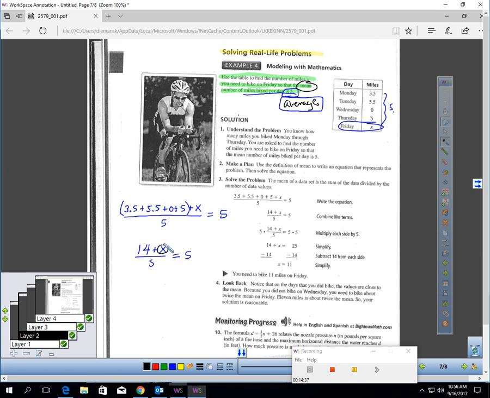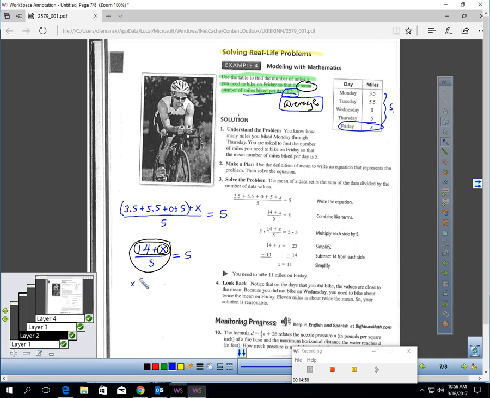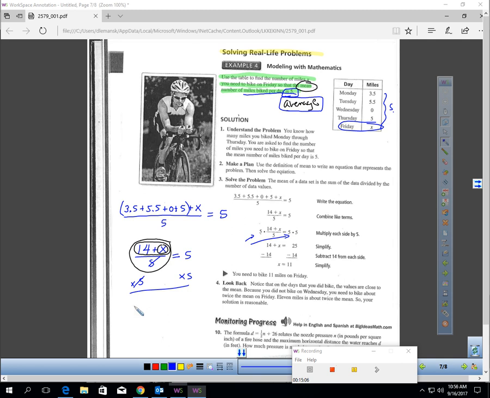Divide at the end. So my next layer is the positive 14. The divide by 5 is the outside layer. I've got to get rid of divide by 5 first. That's why we're going to multiply each side by 5 next, which you see here in the book. They're doing the same thing. So divide by 5 and times 5 cancel.